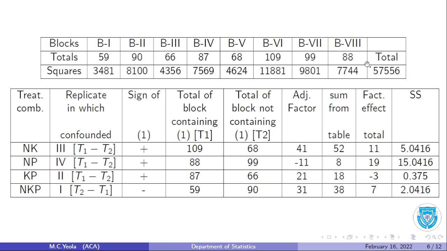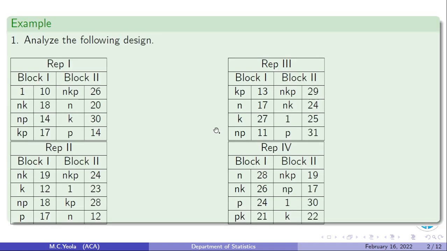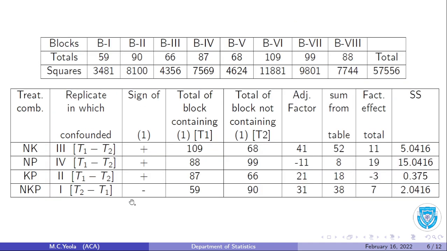Their totals we have obtained here. How were the totals obtained? This way: total of 10, 18, 14, 17, that is the total of block 1, and that value is this value. In such a way all the totals we have obtained. Their squares we have done because of obtaining the block sum of squares. We require the sum of squares of those block totals. So squares we have obtained and their sum we have obtained here.